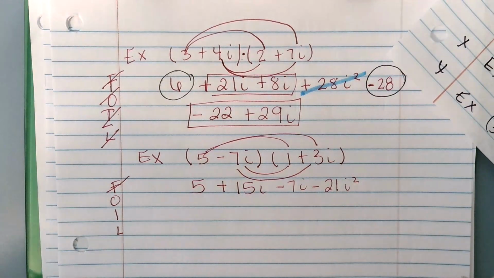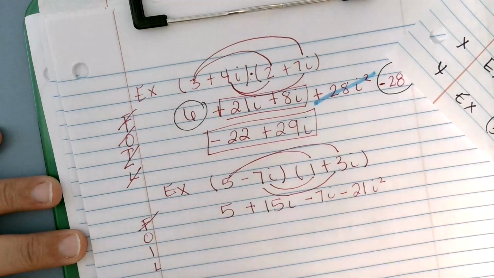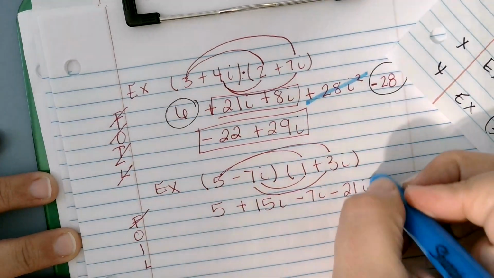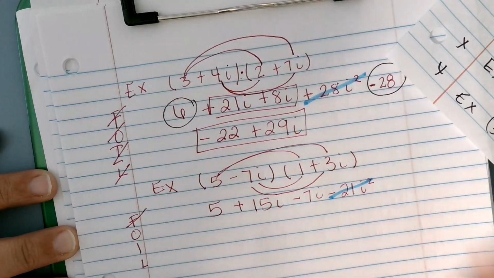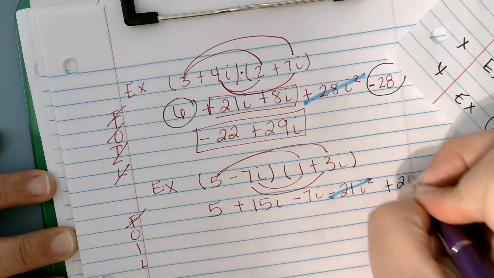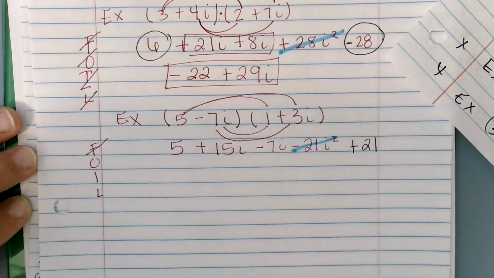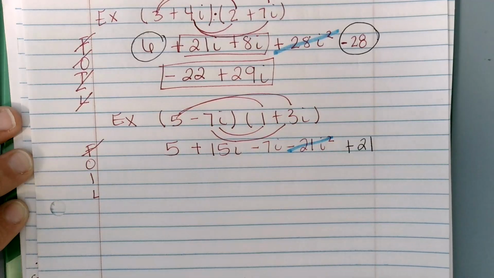squared. We don't want to leave that i squared there, and it's already negative, so it's going to become plus 21. So that i changes our original negative sign and makes it plus 21.